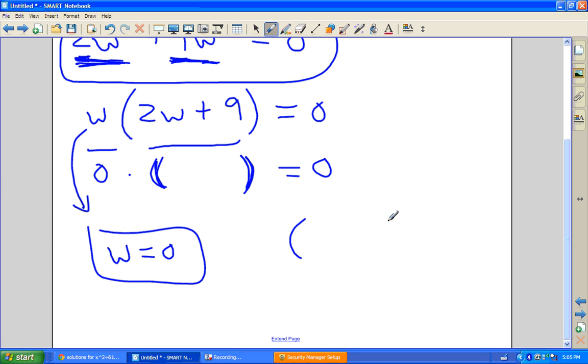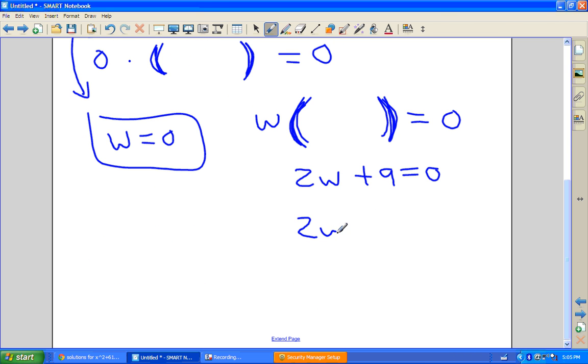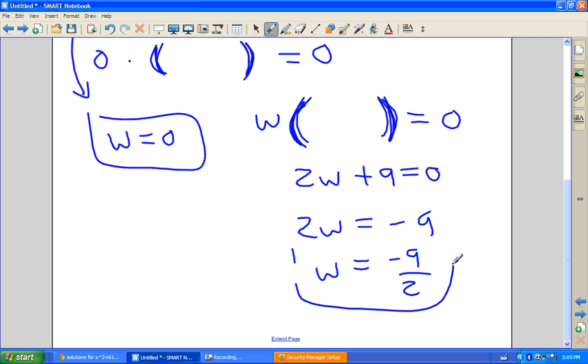Now, in similar fashion, if whatever's in these parentheses equals 0, I don't really care what w is, because if these parentheses come out to be 0, 0 times anything is 0. So two solutions. If this equals 0, or if this equals 0, give me my two solutions. So what's in the parentheses? 2w plus 9 equals 0. So I just set the parentheses equal to 0. I ignore the w, and I'm going to solve this. 2w equals minus 9, divide by 2, and I get minus 9 halves. There are my two solutions. If w equals minus 9 halves, the whole thing works. If w equals 0, the whole thing works.